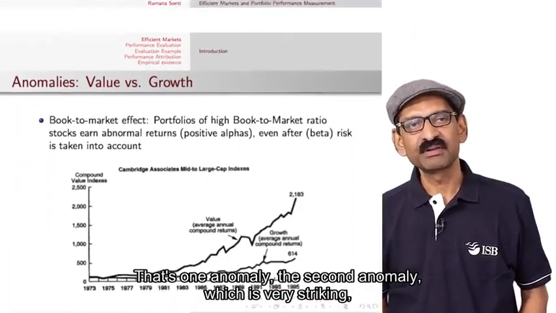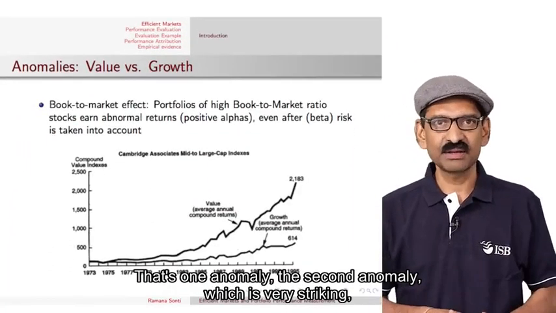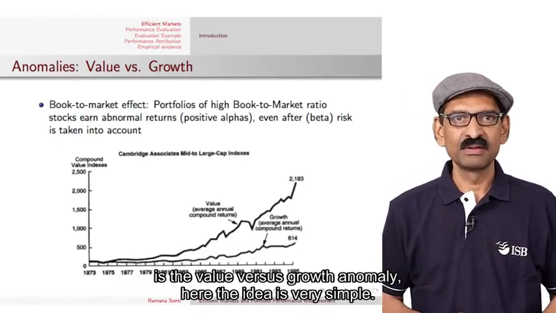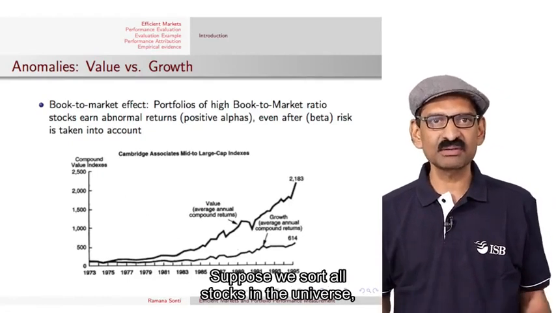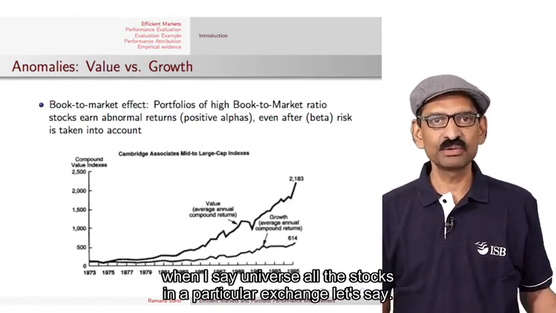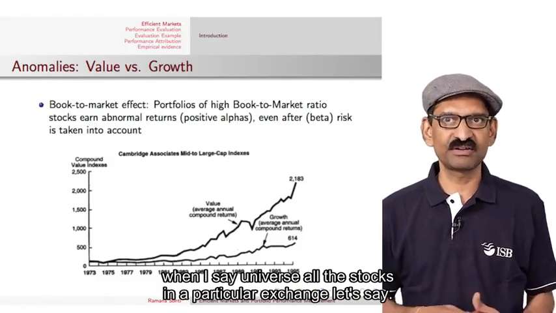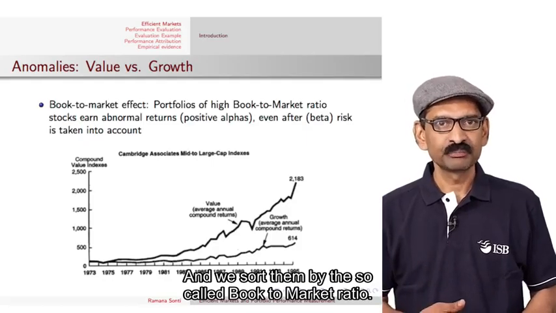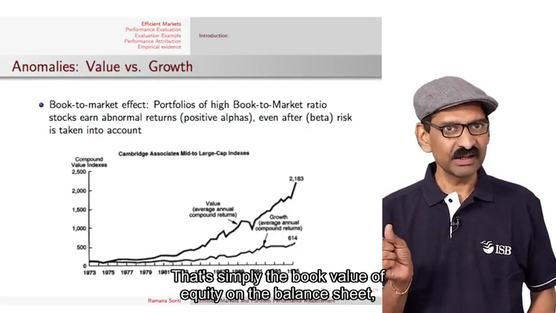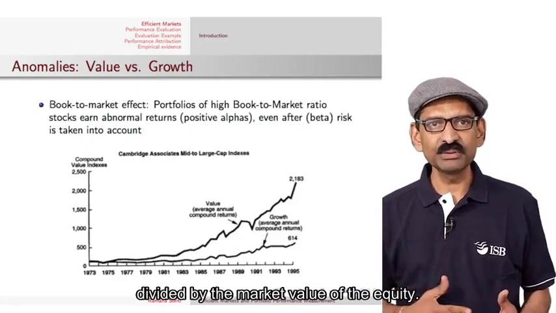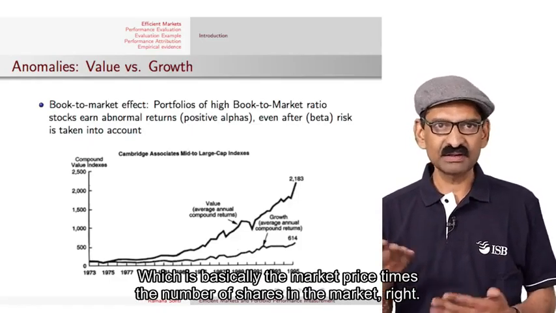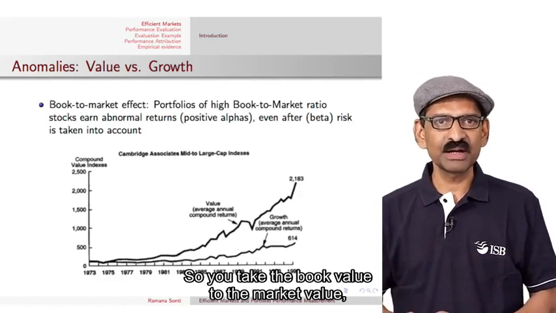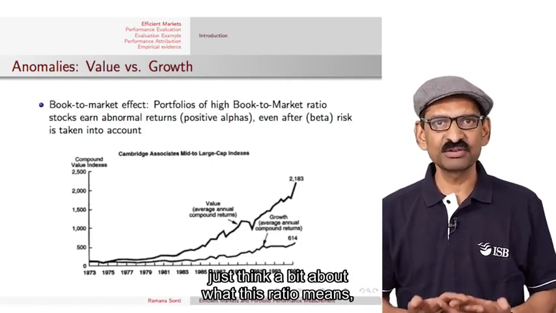That's one anomaly. The second anomaly, which is very striking, is the value versus growth anomaly. Here the idea is very simple. Suppose we sort all stocks in the universe, all the stocks on a particular exchange, let's say, by the so-called book to market ratio. That's simply the book value of equity on the balance sheet divided by the market value of the equity, which is the market price times the number of shares. Just think a bit about what this ratio means.